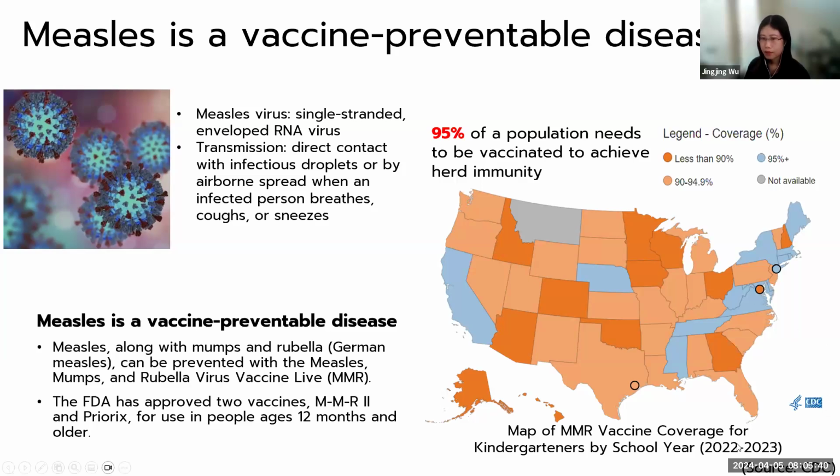This map shows the MMR vaccine coverage for kindergarteners in each state in the US during the last school year. And we can see here that the vaccine coverage rate was below 95% in many states. And in some of them, it's even below 90%. So because of this, our lab started to pilot the wastewater surveillance for measles last year. We hope that the wastewater data can be used to encourage MMR vaccination in the population, especially when a positive wastewater sample is observed.